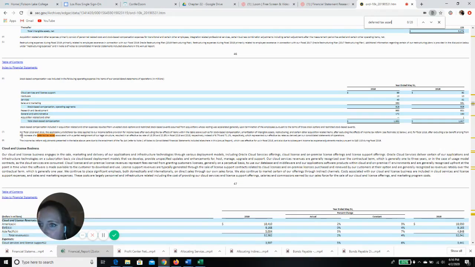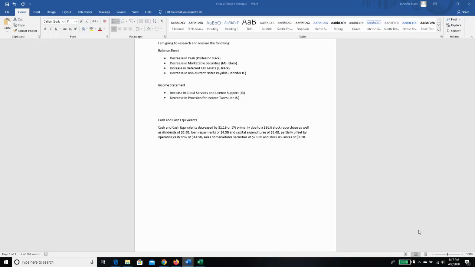So I'm going to keep moving. But now what do I have here? It says for fiscal 2019 and 2018, the applicable jurisdiction rate. Here we go. A tax benefit arising from the increase of a deferred tax asset associated with a partial realignment of our legal structure. So they got a tax benefit, which is an increase to the deferred tax asset, or they're telling you it's an increase to the deferred tax asset associated with a partial realignment of our legal structure. So I am going to just go back over here, and I'm just going to write that down.